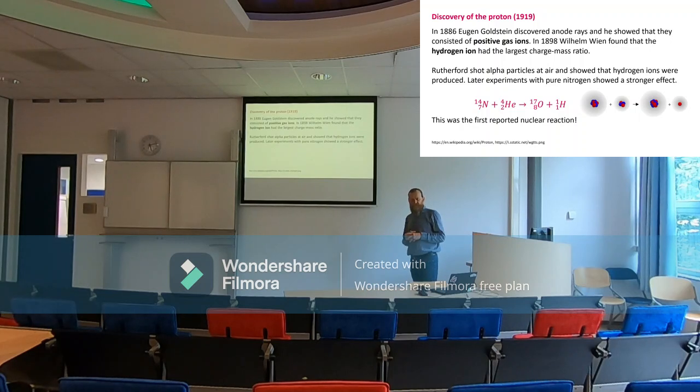And Rutherford did these experiments, and he shot these alpha particles at air first, and he knew air consisted of particles, and then he used pure nitrogen, and then he got a bigger result, and he produced these hydrogen ions in this reaction. It's not a chemical reaction, it's a physics reaction, a nuclear reaction actually. And it was the first reported nuclear reaction. So we have this nitrogen with this alpha particle, which is a doubly ionized helium atom. And then it produced this isotope of oxygen and the hydrogen ion.